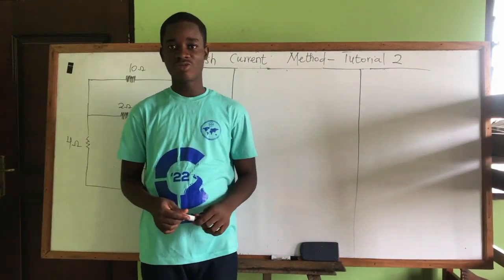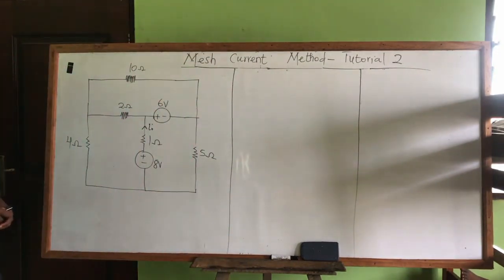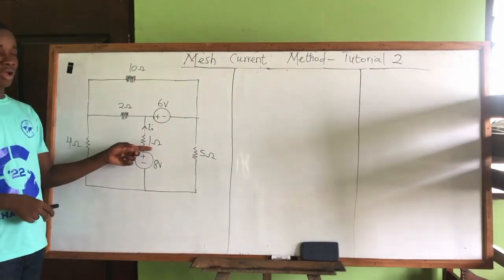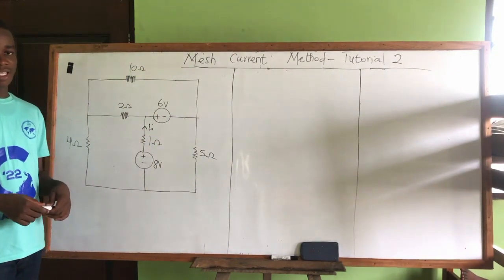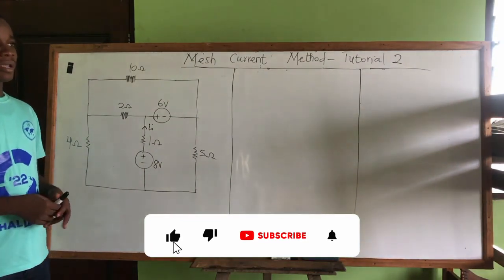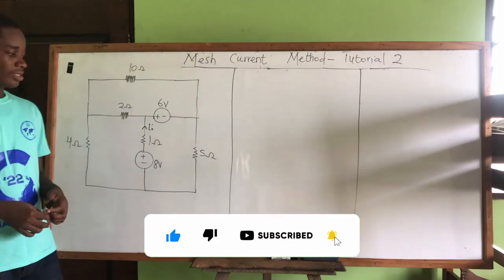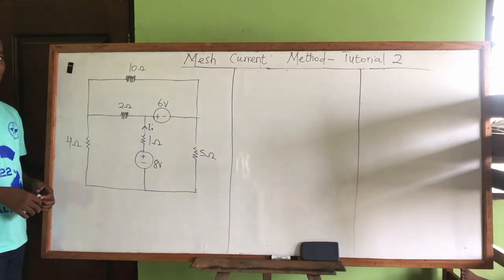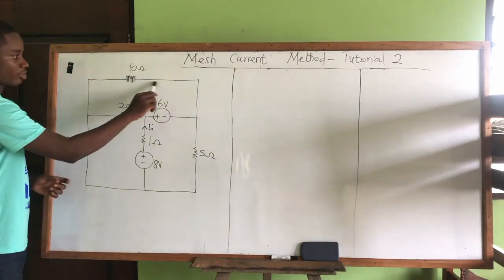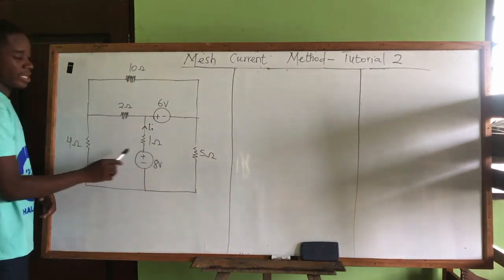Welcome back to tutorial 2 and the mesh current method. In this video, we will be calculating the current I0 flowing through the 1 ohm resistor using the mesh current method. In our previous video, we learned that in using the mesh current method, you have to know the number of meshes in the circuit. In this circuit, we have 3 meshes. You can consider the top here as one mesh, so mesh 1, mesh 2, mesh 3.